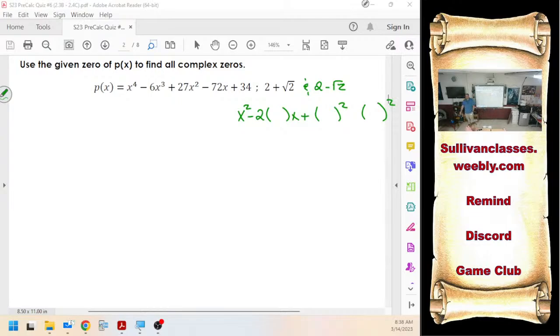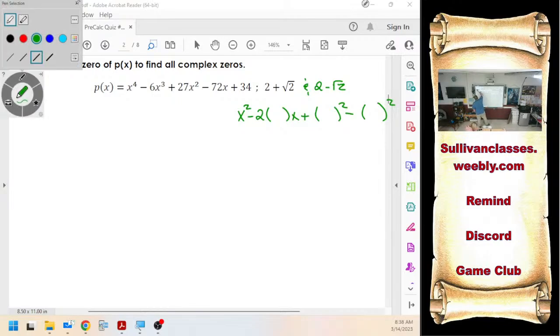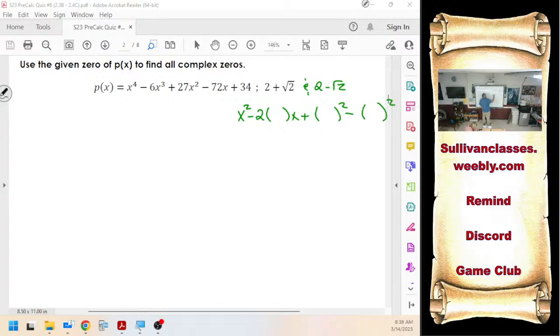Plus or minus between a squared and b squared? Minus. Okay. And I'm going to plug in there my a and b. Now, whether I say positive or negative root of 2, it doesn't matter because the conjugates, either way, when I square it, it's going to end up positive. So that is going to create for me the quadratic x squared minus 4x. 4 minus 2 is 2. I still have the polynomial x to the fourth minus 6x to the third plus 27x squared minus 72x plus 34.